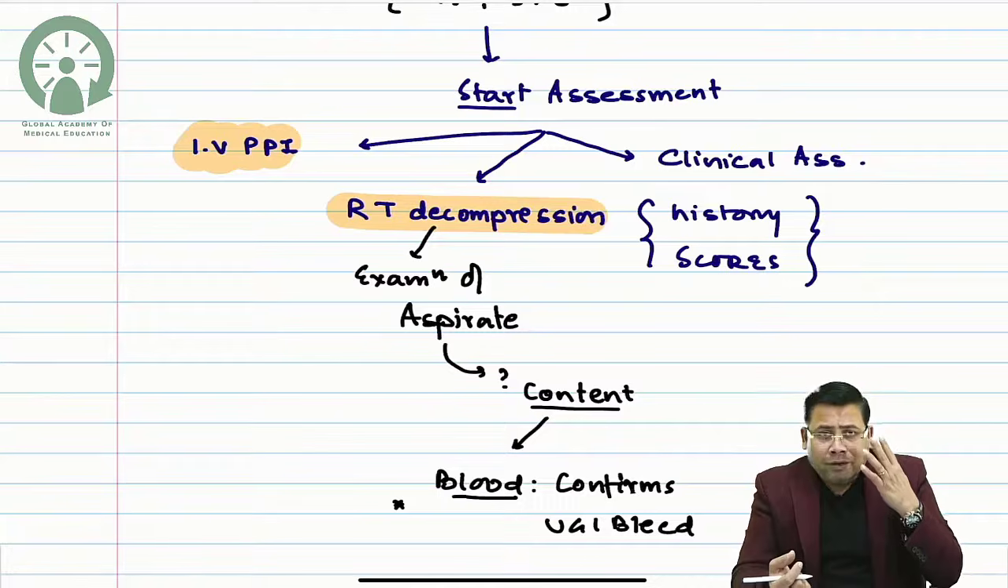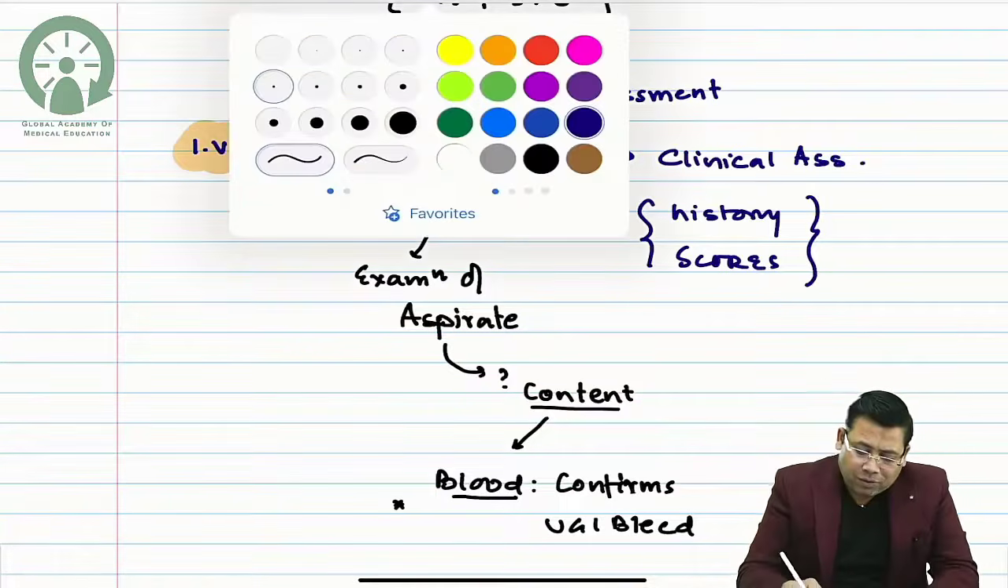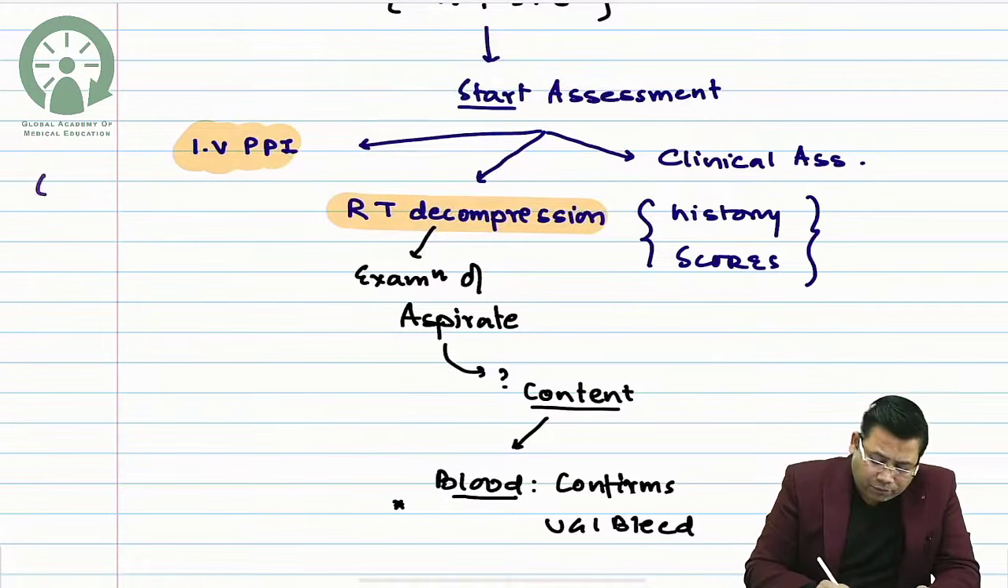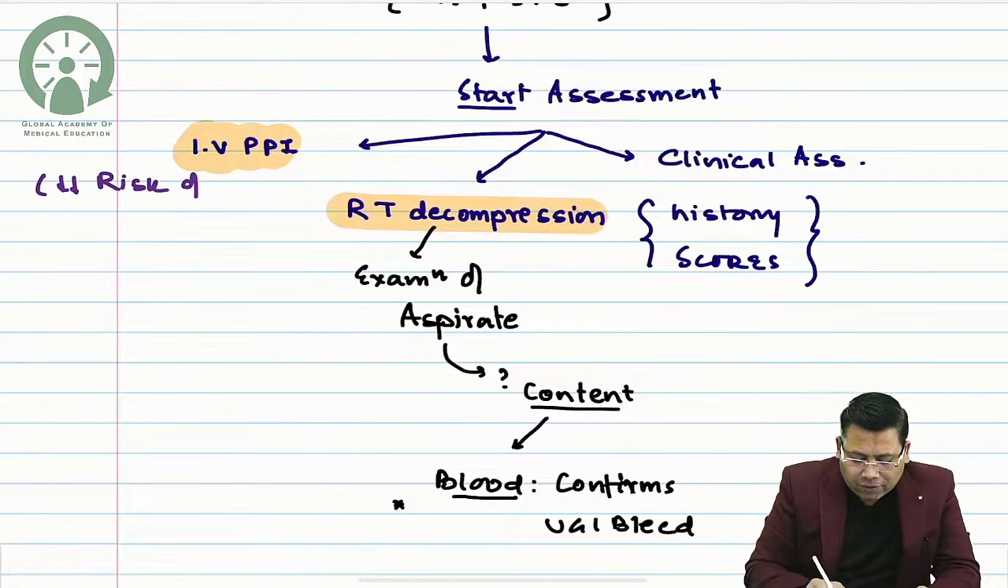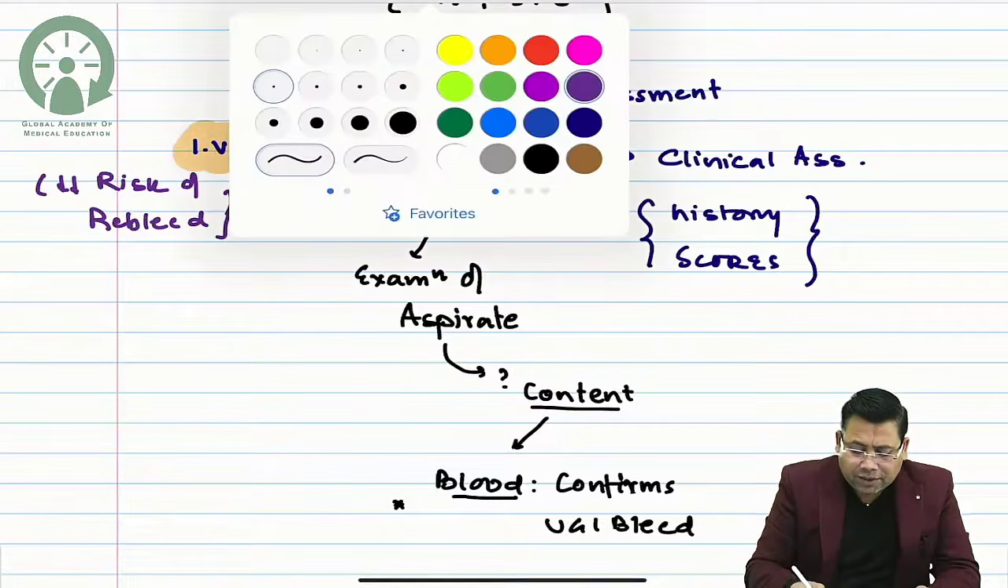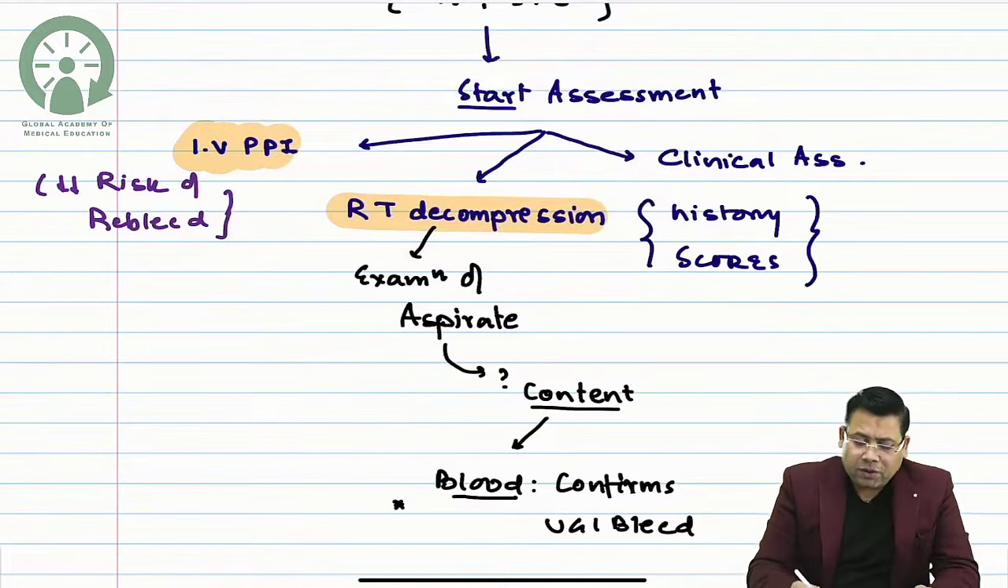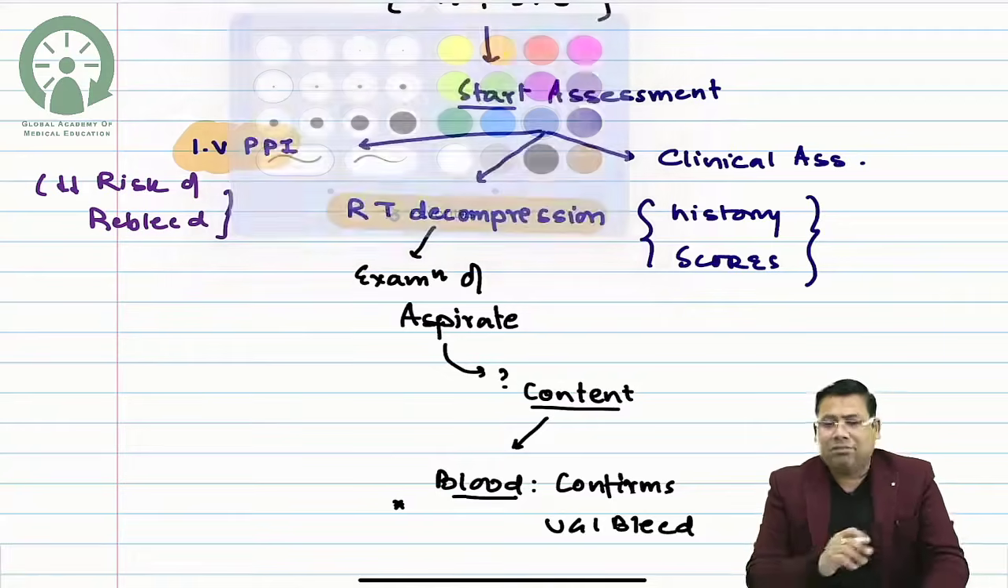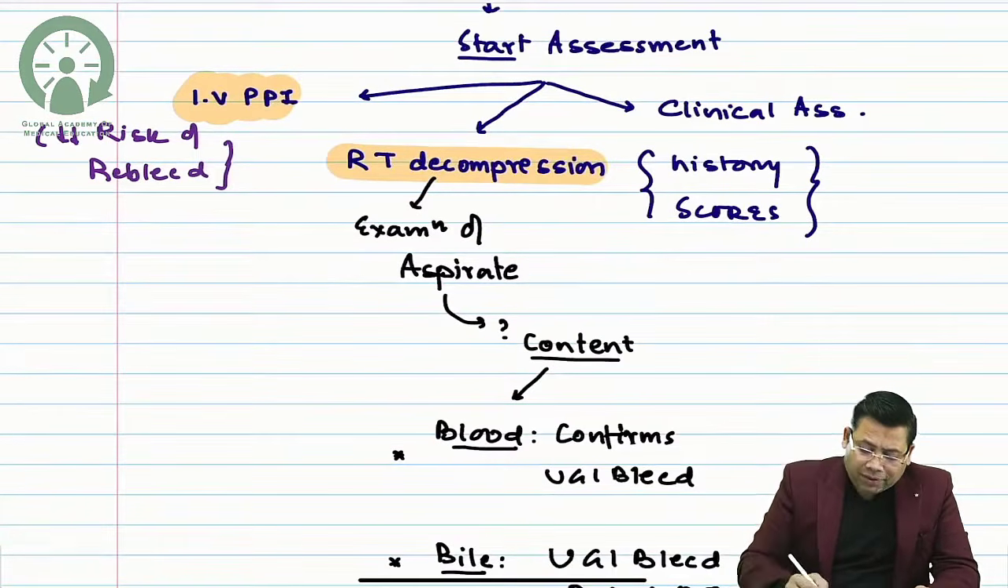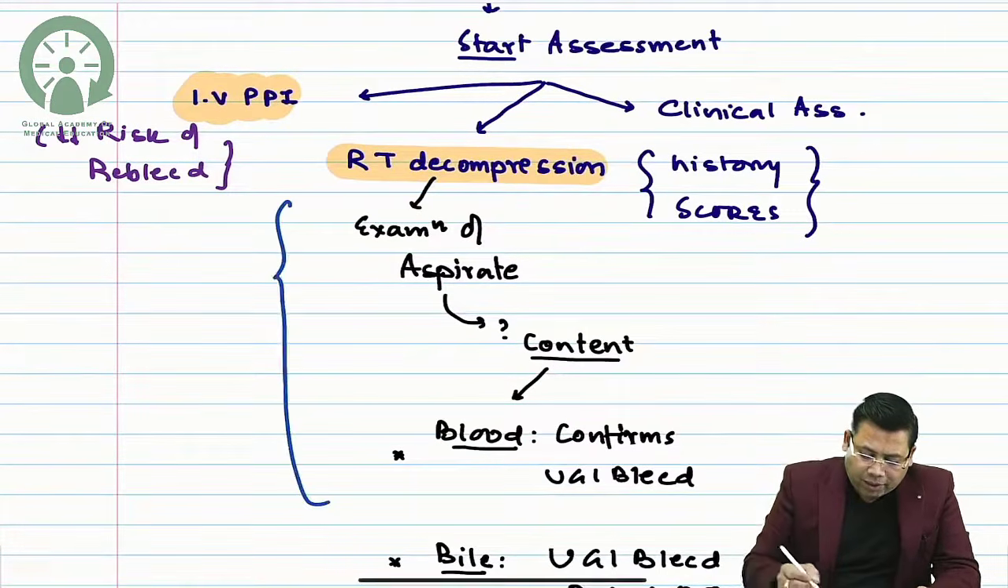So, what is the role of IV PPIs? It is the risk of rebleeding. This is very, very important. It decreases the risk of rebleed. This is a very, very important point, and has been asked a lot of times in your exam. So, once you have done all these things, now is the time for post hemodynamic stabilization.